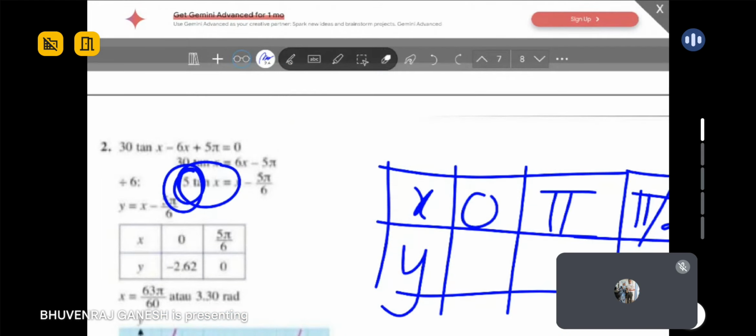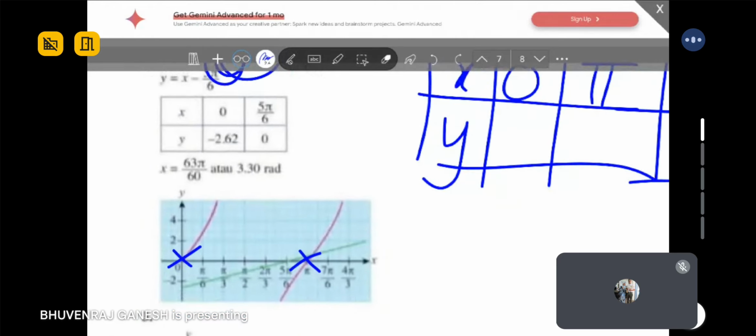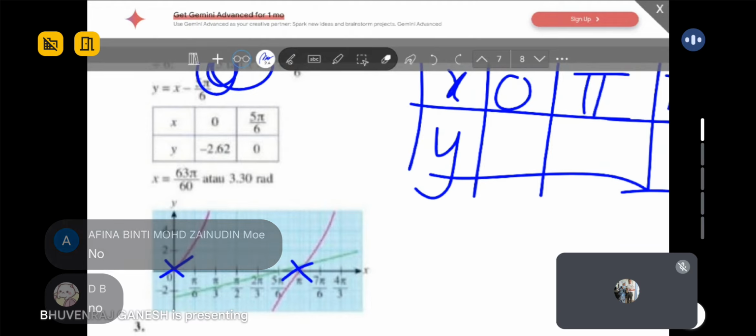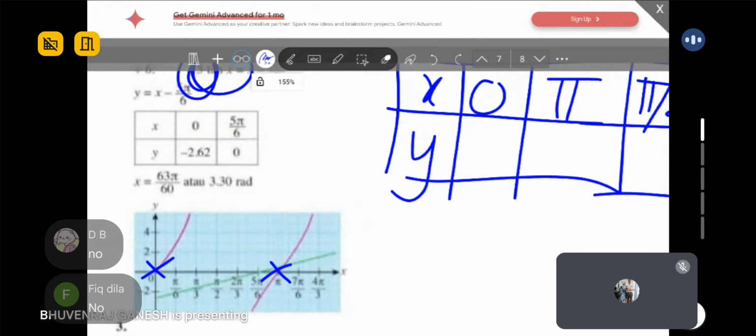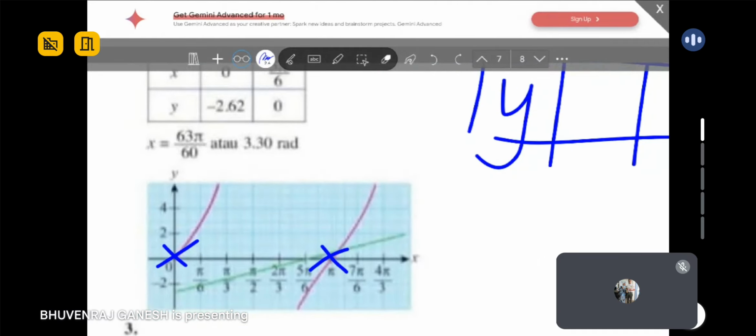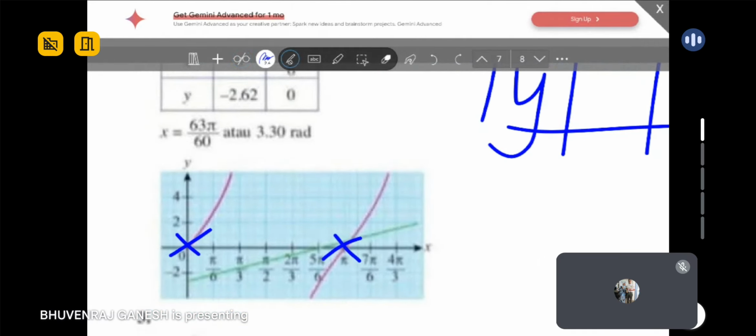But guys, tangent got amplitude? May I know? Graph tangent adakah dia ada amplitude? Yes or no? Tangent graph. Is there any amplitude? Tak ada kan? Don't have, right? So actually dia tak pengaruhi banyak lah. It doesn't affect much. Okay, so you can see that the general shape maintain the same.